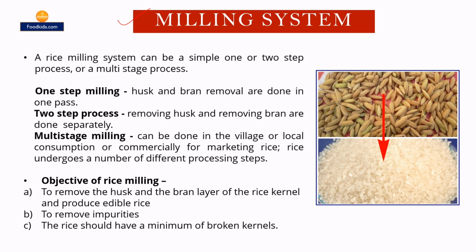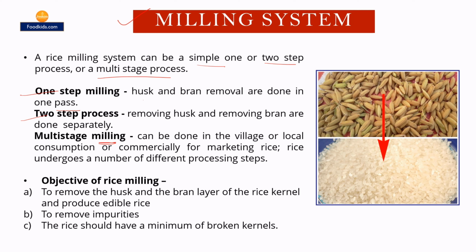Milling system. Usually there are three methods of rice milling: the one-step process, the two-step process, and the multi-stage process. In the one-step process, husk and bran removal are done in one pass. One pass means that the husk and bran layer are removed together. In the two-step process, the husk and bran layer are removed separately, so brown rice is produced as an intermediate product. In the one-step milling process, white rice is produced directly from the paddy. In the multi-stage milling process, rice undergoes a series of operations.